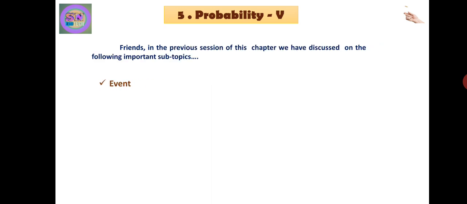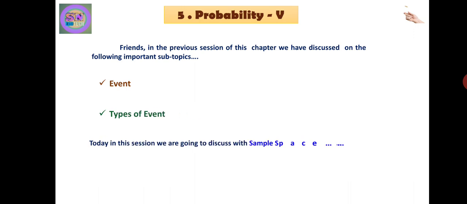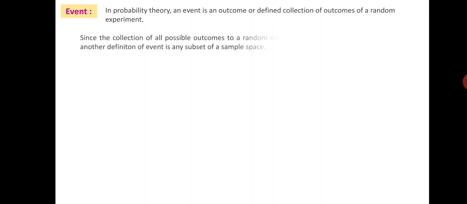Friends, in the previous session of Probability Part 4, we discussed the following important subtopics: event and the types of events. Today in this session, we are going to discuss the sample space and event. In probability, an event is an outcome or defined collection of outcomes of a random experiment. Since the collection of all possible outcomes of a random experiment is called the sample space, another definition of event is any subset of a sample space.